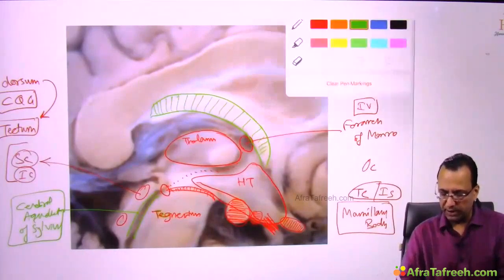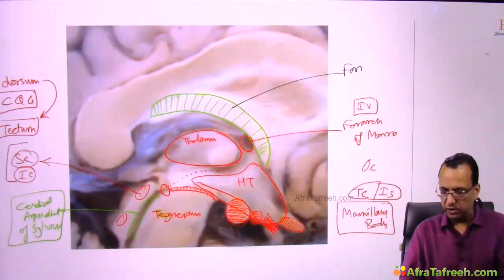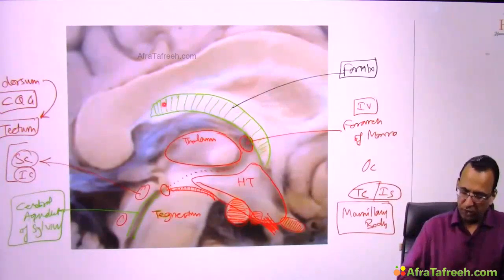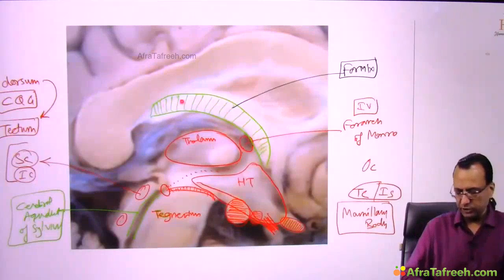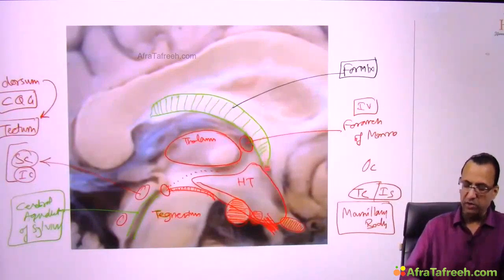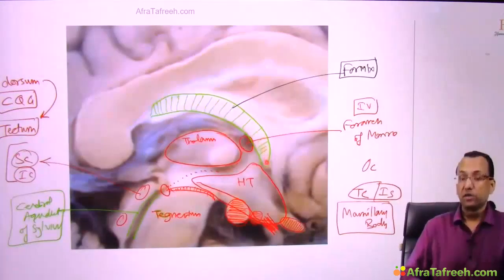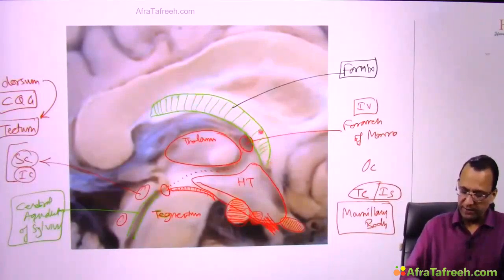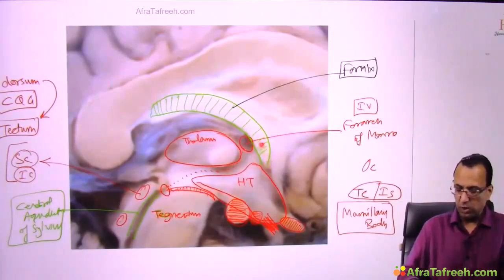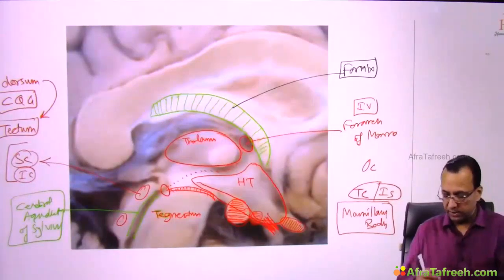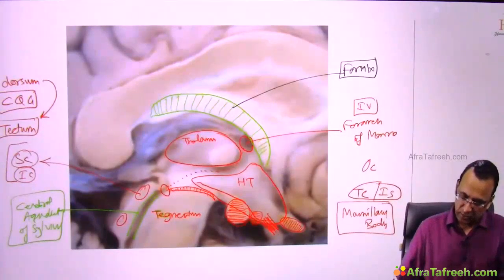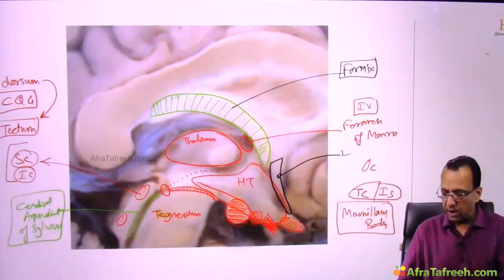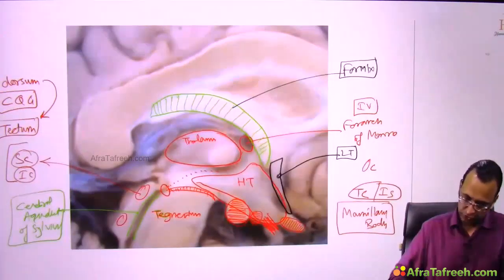Okay, you are telling that the fornix, which is a C-shaped structure, is the roof of the third ventricle. Yes, not only the roof, but it is coming anterior also. Anteriorly, actually, there is one more structure, which is called the lamina terminalis.